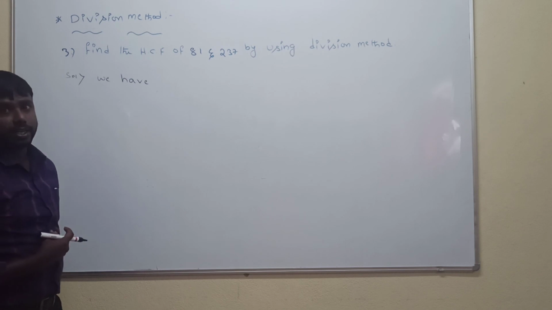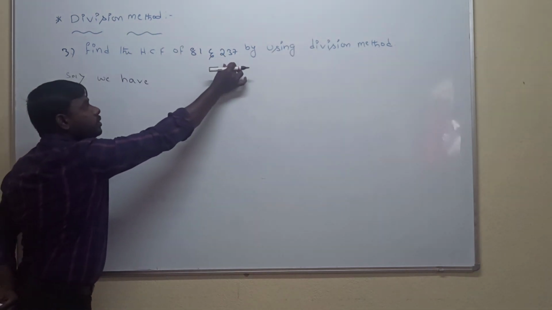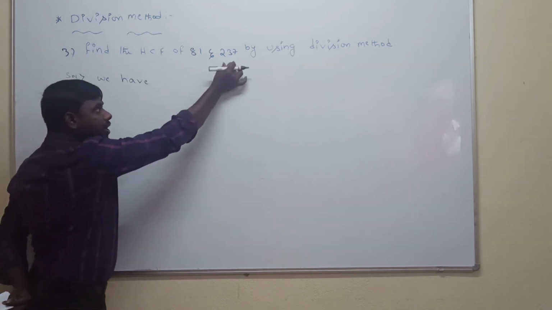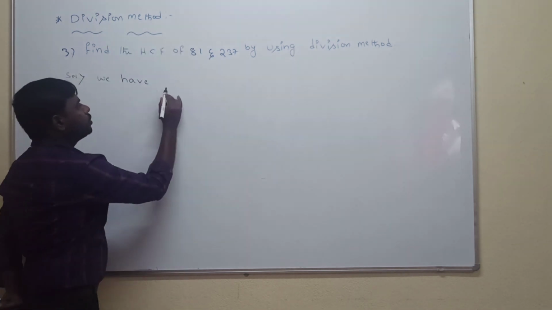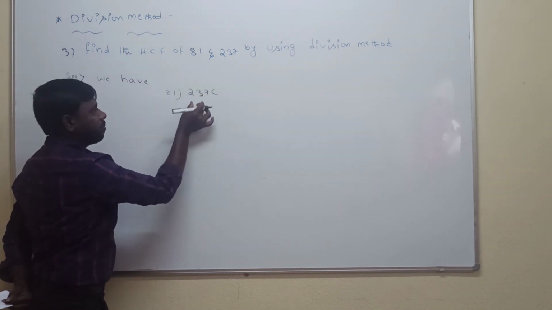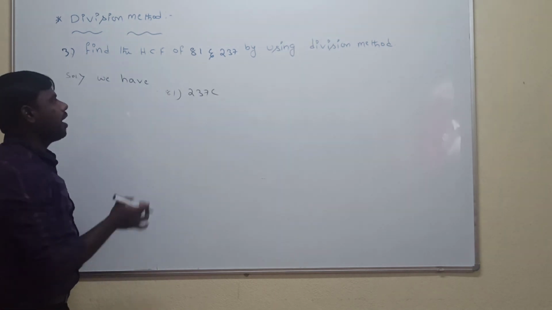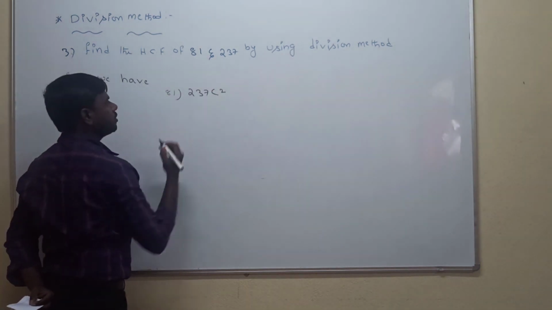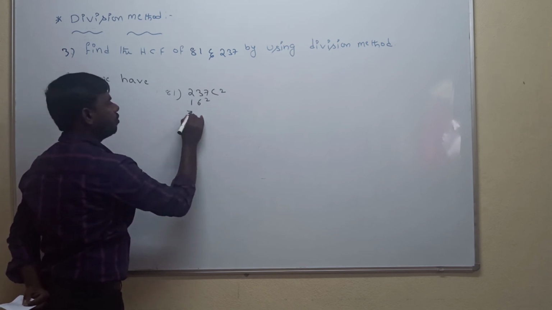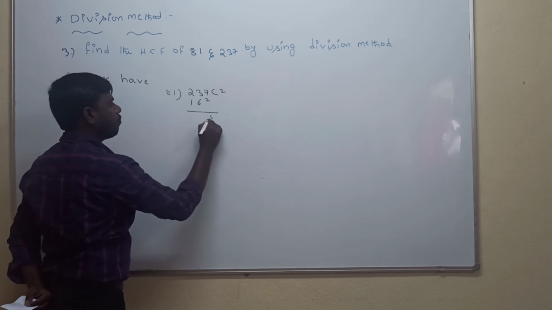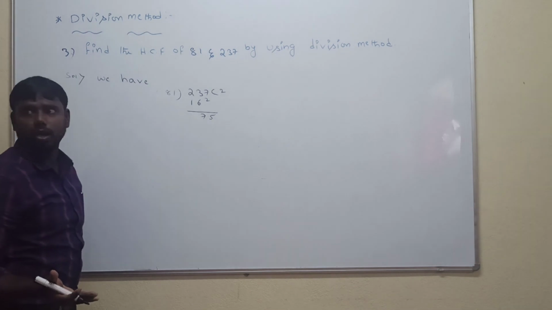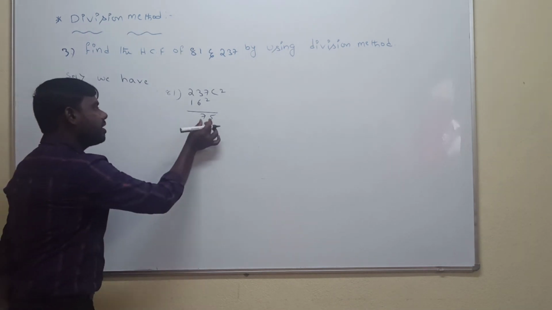Applying the division condition, the largest number is 237, the smallest number is 81. So divide the largest number by the smallest number. So 81 divided into 237. The largest number is divided by the smallest number. 81 2s are 162. So 237 minus 162 is 75. Here also we are not getting remainder 0. What are we getting? 75.